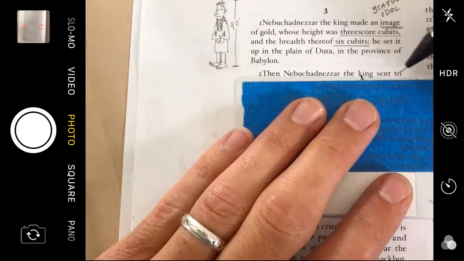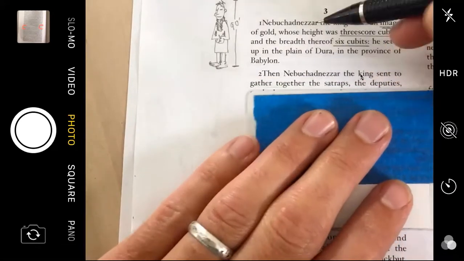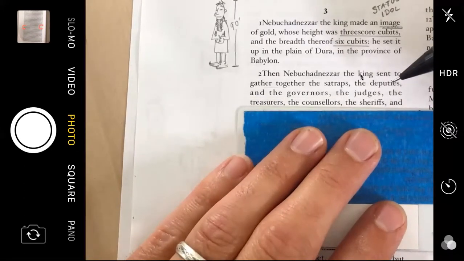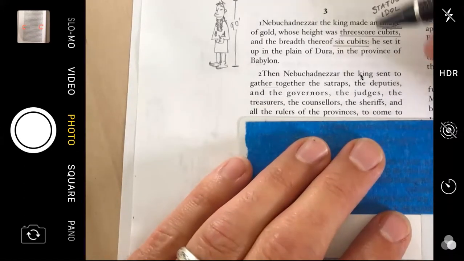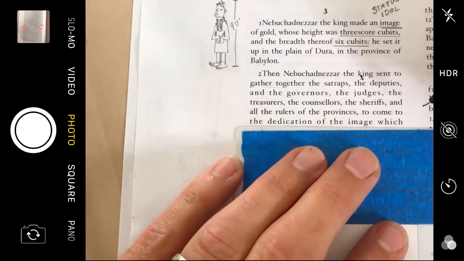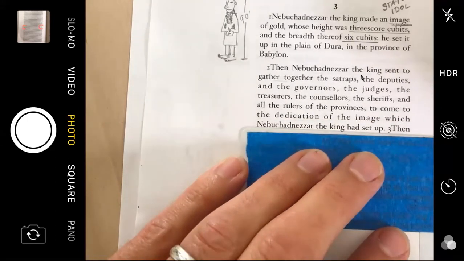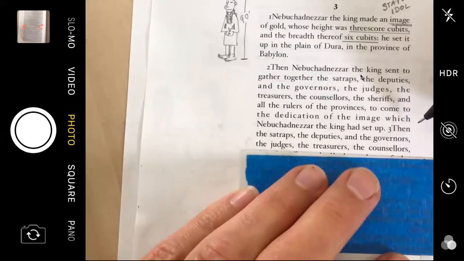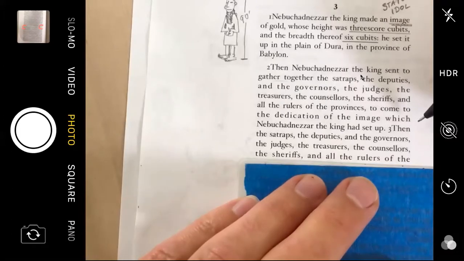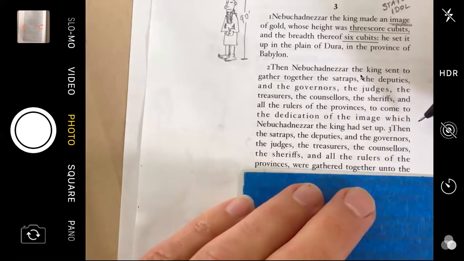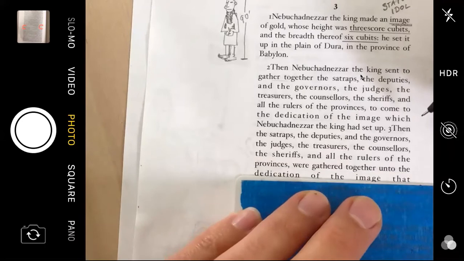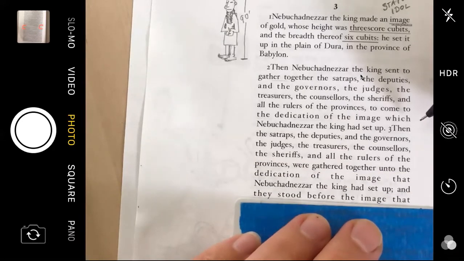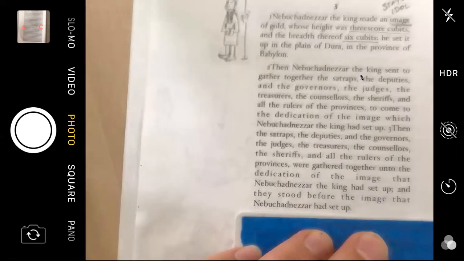Then Nebuchadnezzar, the king, sent to gather together the satraps, the deputies, and the governors, the judges, and the treasurers, the counselors, the sheriffs, and all the rulers of the provinces to come to the dedication of the image which Nebuchadnezzar, the king, had set up. Then the satraps, the deputies, and the governors, the judges, the treasurers, the counselors, the sheriffs, and all the rulers of the provinces were gathered together unto the dedication of the image that Nebuchadnezzar the king had set up. And they stood before the image that Nebuchadnezzar had set up.